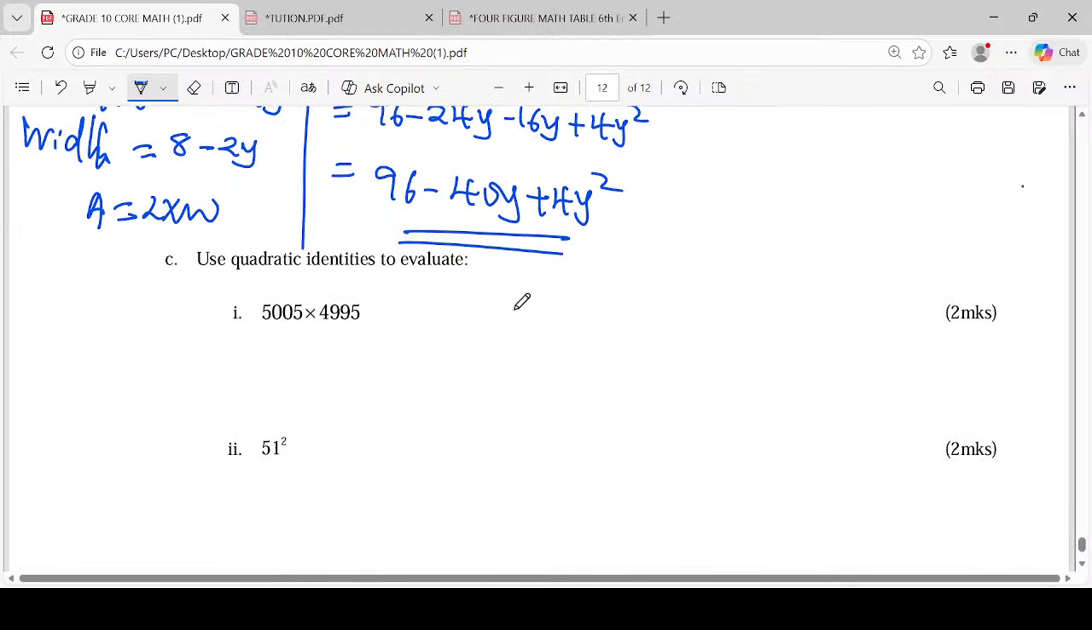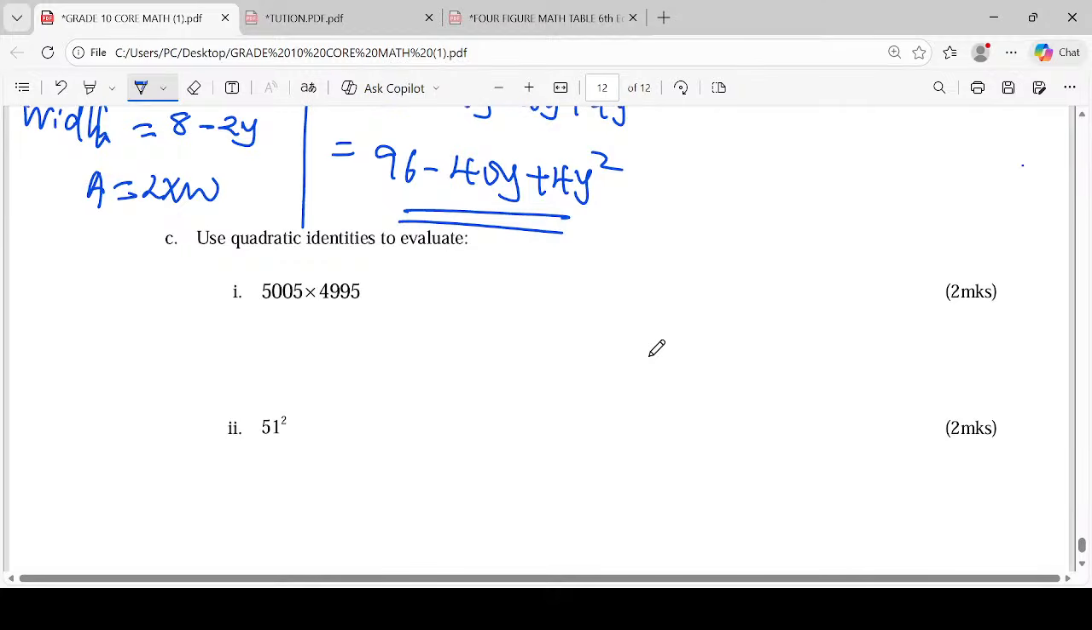Part B, use quadratic identities to evaluate these. We now need to use quadratic identities to do this evaluation. Remember, when you're given such identities, you must use the quadratic identities, because that is what the question is instructing you to do.